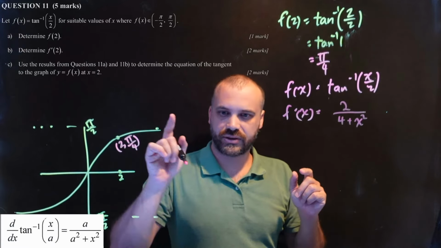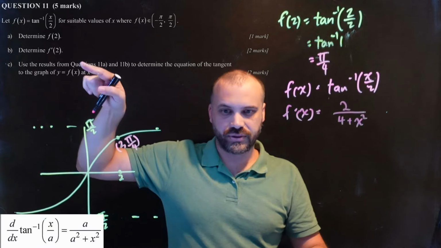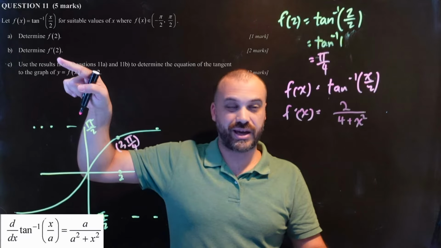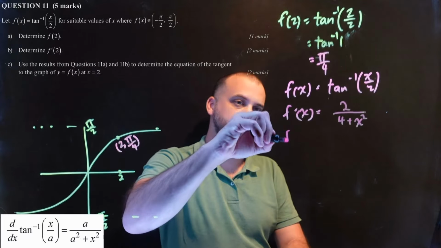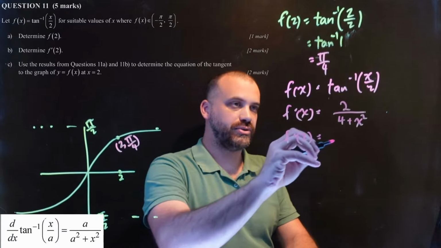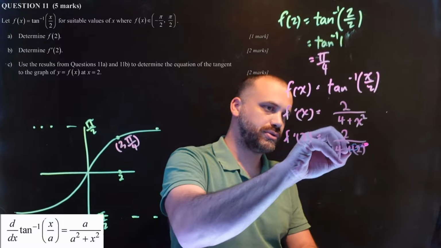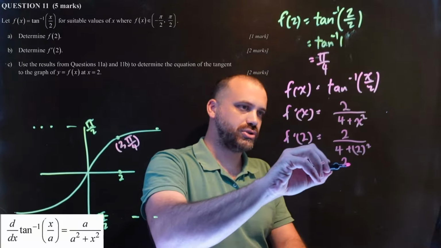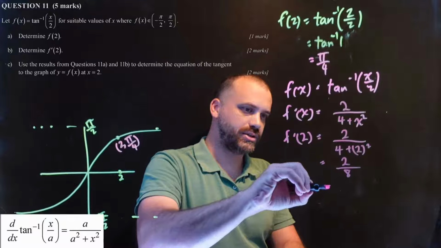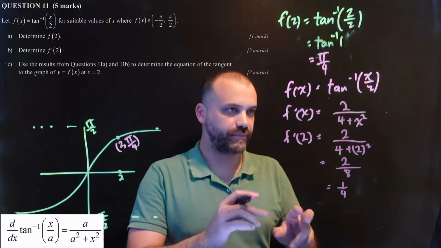Fantastic. Now, they're not asking us to find the derivative. They're asking us to find the value of the derivative when x equals 2. So we need to sub 2 into that value there. So 2 over 4 plus 2 squared. So that's 2 over 8, which is 1/4. All right, that's important.